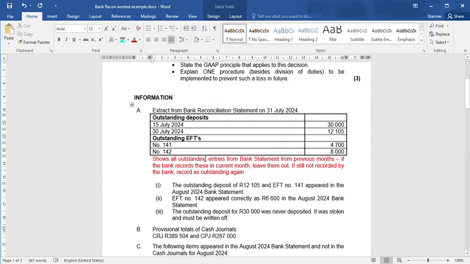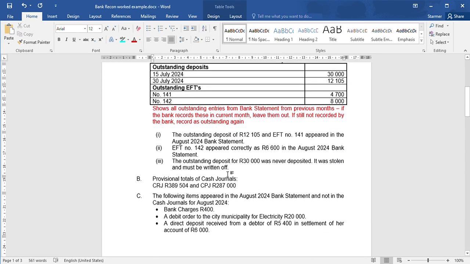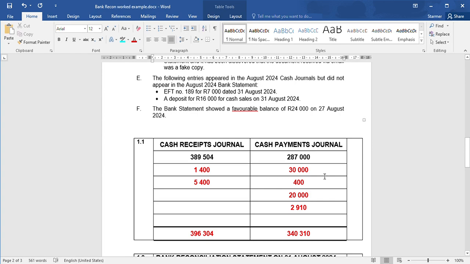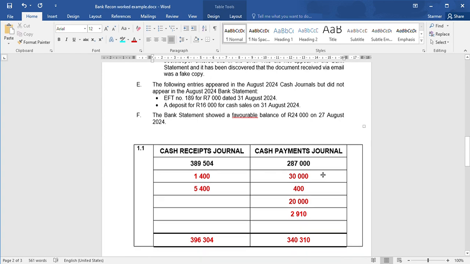Then they tell you as well that the outstanding deposit for 30,000 was never deposited. It was stolen and must be written off. So we had a deposit that we intended for it to be recorded by the bank when the money was taken to the bank, but the money never got to the bank. That means we've got something in our CRJ and we never banked that money. So we need to decrease our bank balance, and you do that by recording the 30,000 under your CPJ.